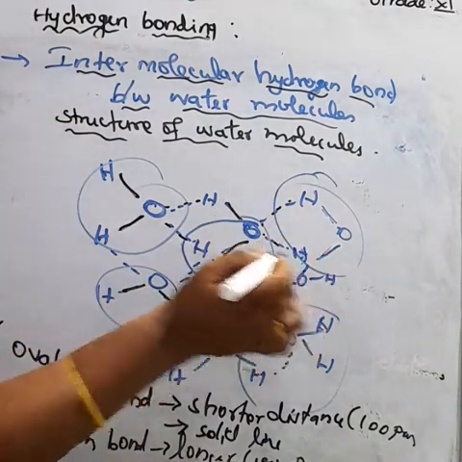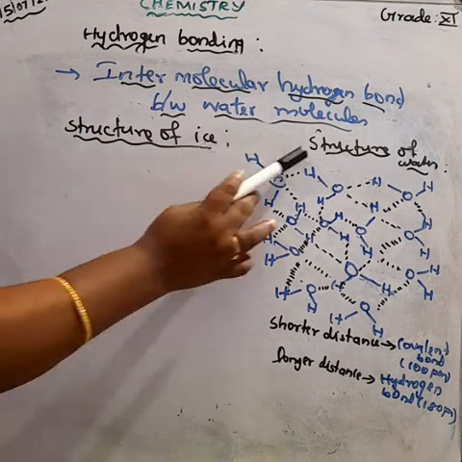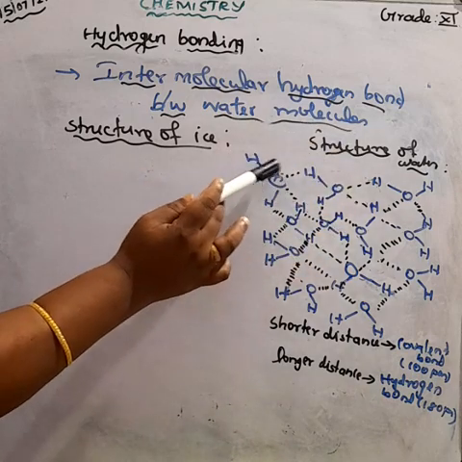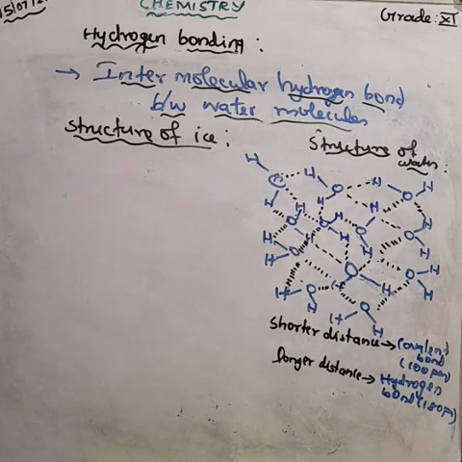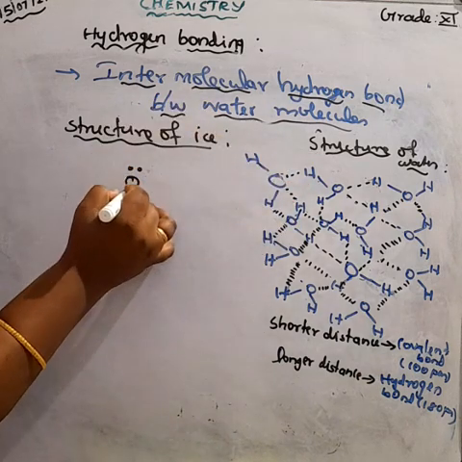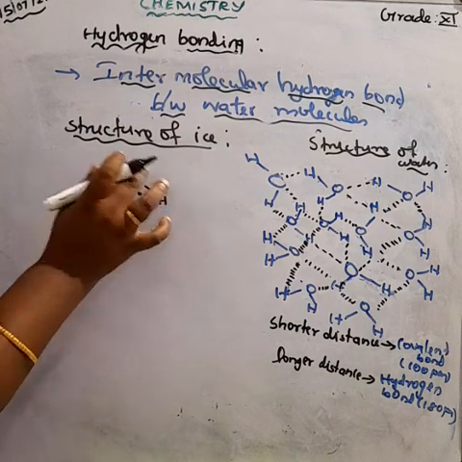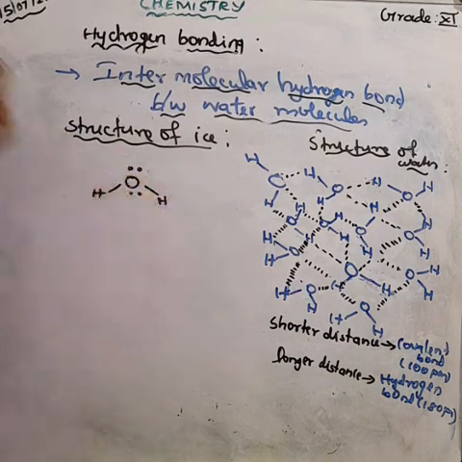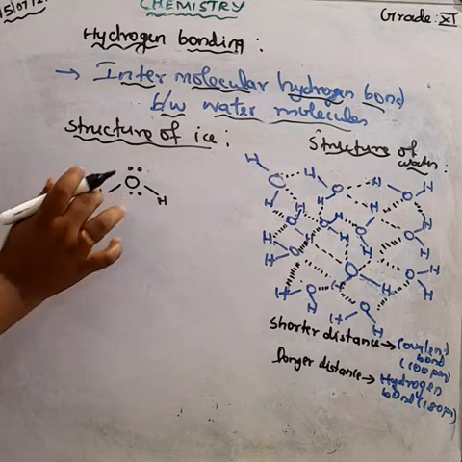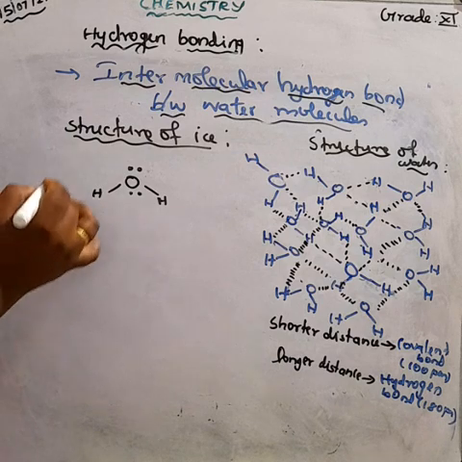Then we are going to study the structure of ice. Okay, structure of ice. In water, the oxygen atom is surrounded by two hydrogen atoms and two lone pairs of electrons. Due to these two hydrogen atoms and two lone pairs of electrons, the oxygen atom is surrounded by four water molecules. Understood? So these four molecules are arranged in the structure of ice.